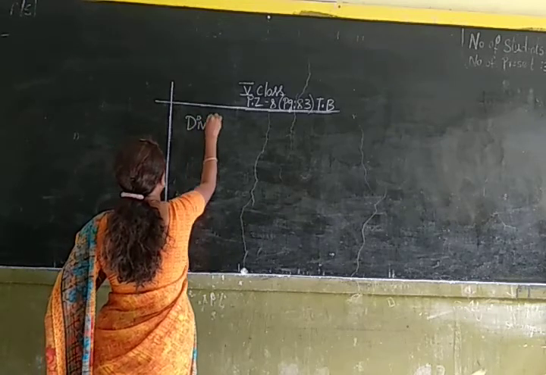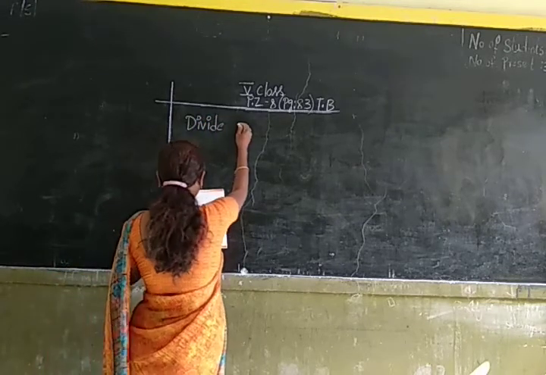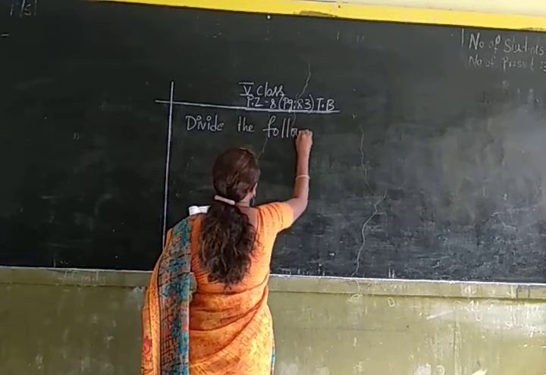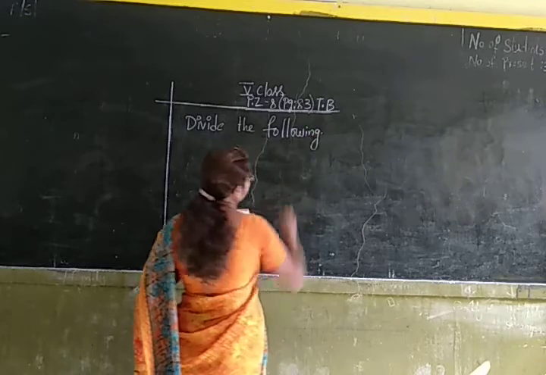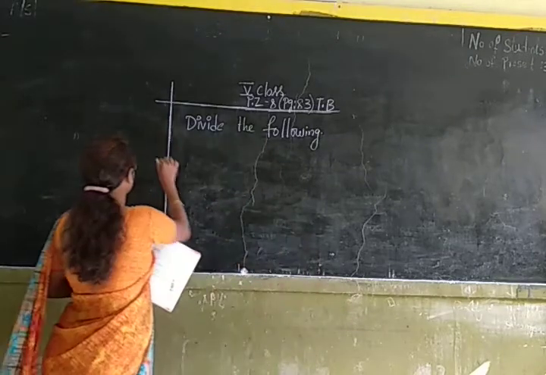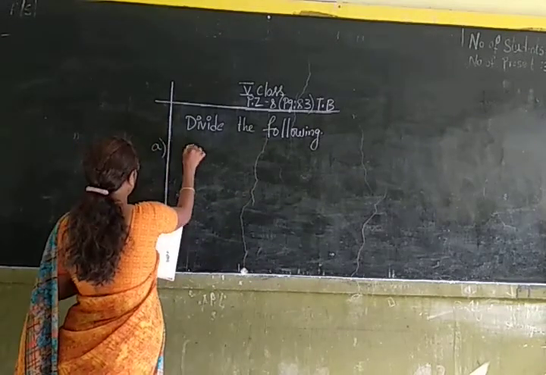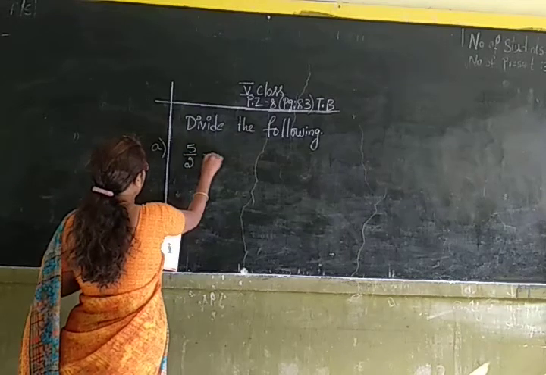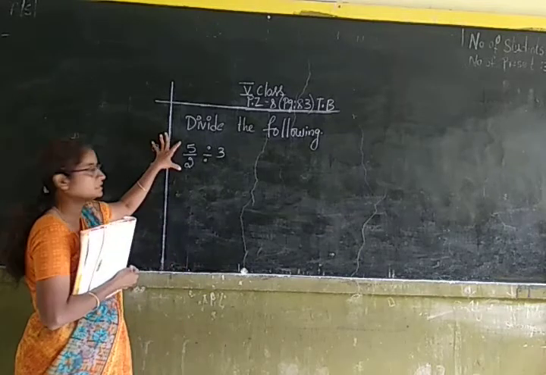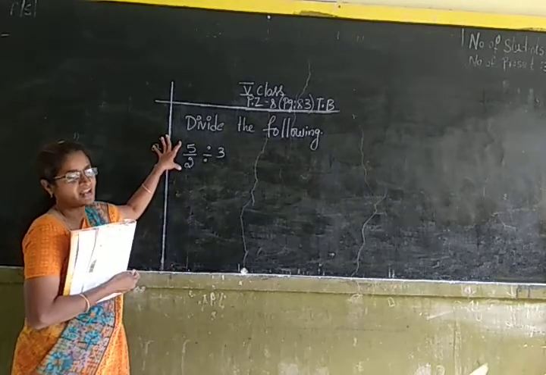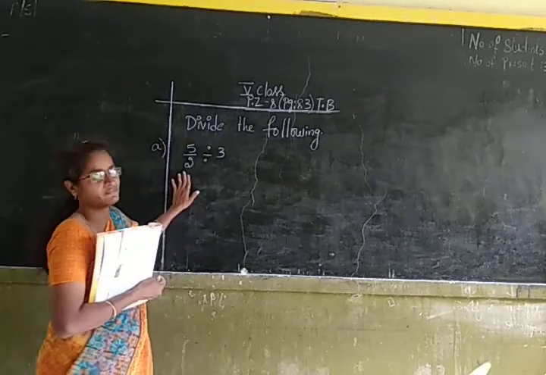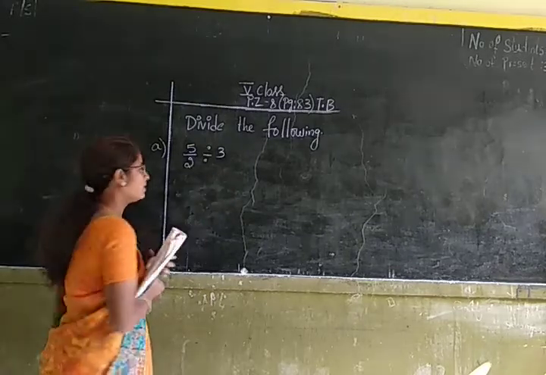Divide the following. Let us do the A sum. 5 by 2 divided by 3. Here 5 by 2 is a fraction and 3 is a whole number.